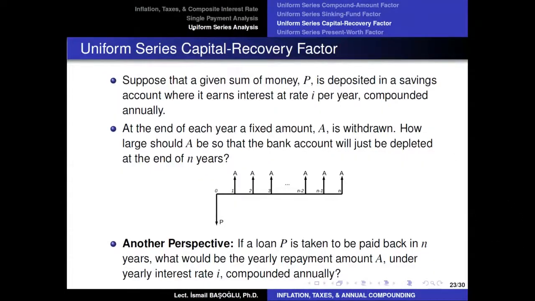All right. So when we are studying the uniform series analysis, we have studied the relationships between a uniform series of cash flows and the future value. The uniform series compound amount factor helps us to calculate the total accumulated future value in a savings account if you have a uniform series of cash flows into that account. And the uniform series sinking fund factor is doing the opposite. It helps us to calculate the necessary installment size to be invested at the end of each year to get a total accumulated amount of F.